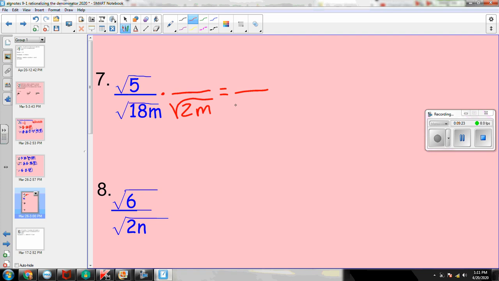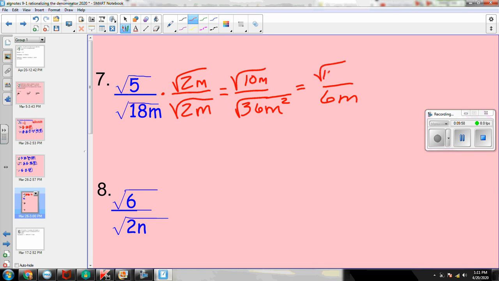But I'm going to go ahead and do it this way so that I get the square root of 36m squared. M times m is m squared. And then when I take the square root of 36, I get 6. The square root of m squared, I get m. So now I no longer have a radical in the denominator. Well, if I multiply the denominator by radical 2m, I need to multiply the numerator by radical 2m. So I can multiply the 5 and the 2m because they're both under radicals to get the square root of 10m. So I've got the square root of 10m over 6m.